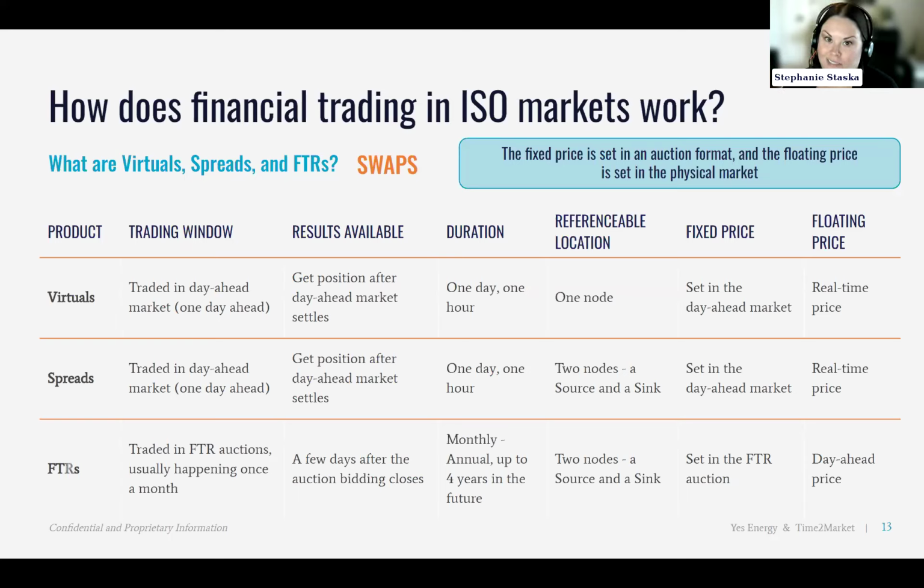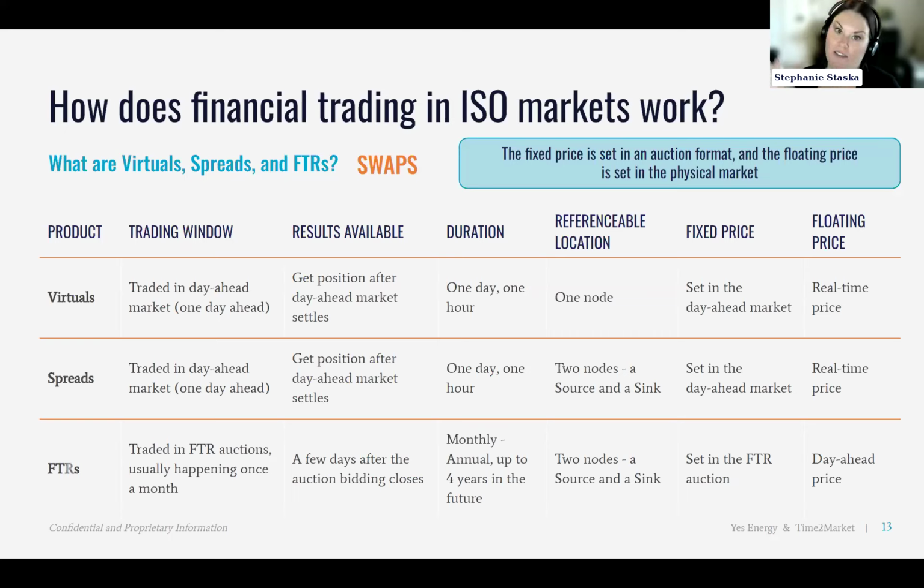Now, an FTR is like a monthly spread. So instead of trading 1 day, 1 hour at a time, like you can for virtuals, these are traded monthly. So it's for an entire monthly contract, all the way up to 4 years in the future in some ISOs. So you have a much larger duration to these contracts, but they are essentially very similar to the shorter term spreads, where you have a source and a sink. So it's a spread between two nodes. Rather than the price being set in a day ahead market auction or model, it's set in an FTR auction or model, which doesn't happen every day. It happens usually once a month.